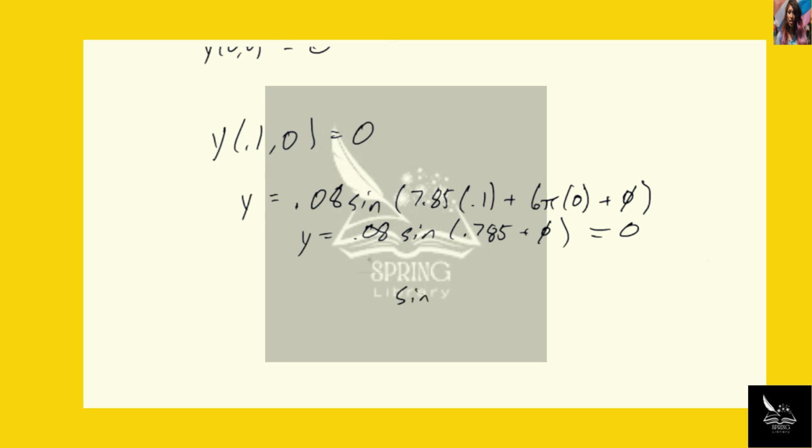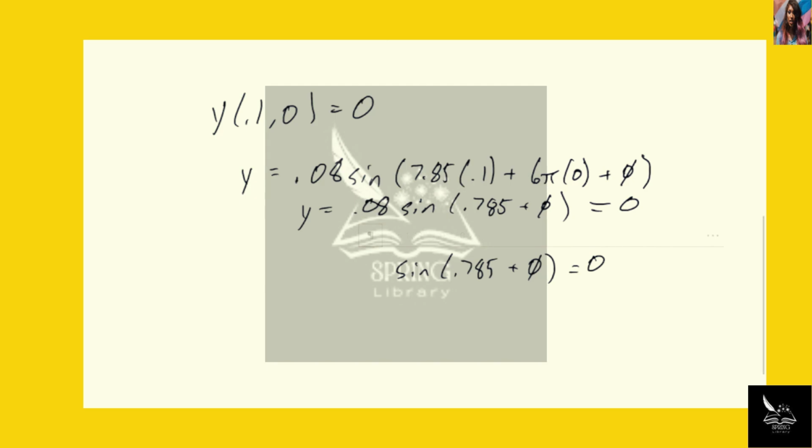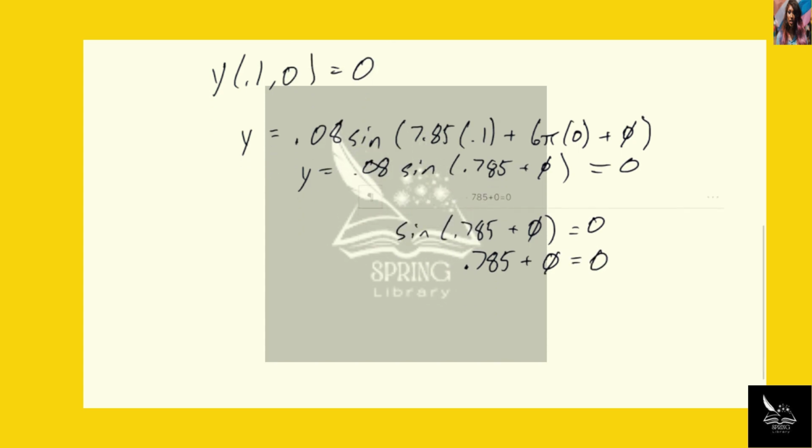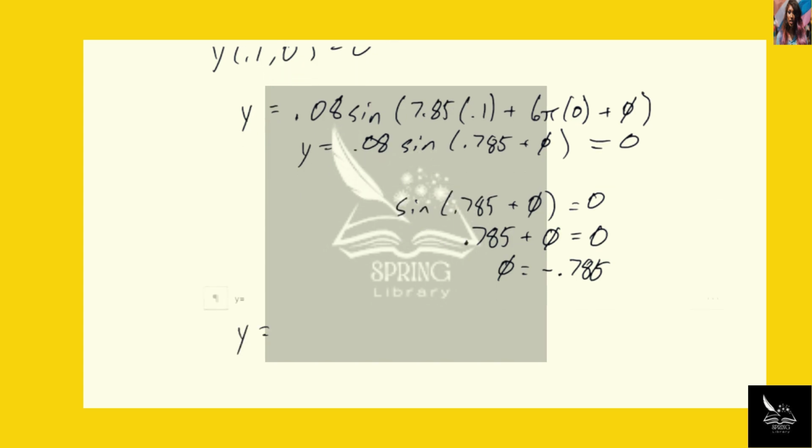And we know that this equals 0, so the sine of 0.785 plus the phase shift equals 0, which gives us that 0.785 plus the phase shift equals 0. And that means that the phase shift equals negative 0.785. So this gives us an equation: y equals 0.08 times the sine of 7.85 times x plus 6 pi times t minus 0.785.